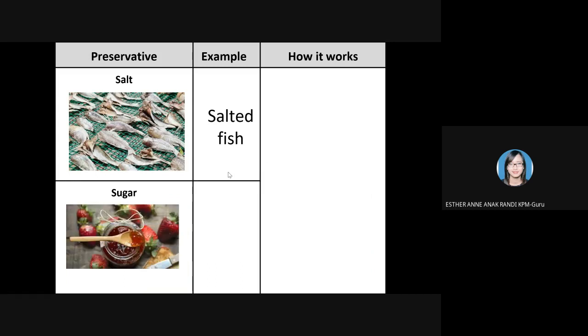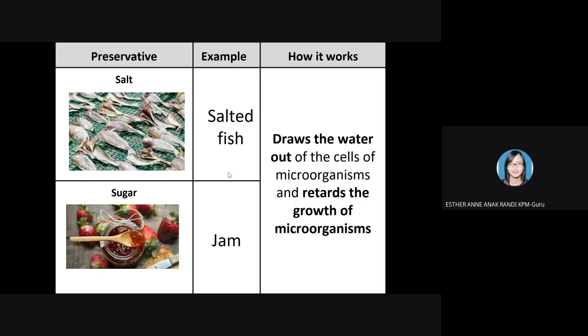So sugar like jam, like kan ada pickle jeruk yang manis dan jeruk yang masin, jeruk yang masam. Okay, so pickle. So by adding salt or sugar, what happens is that it draws out water from the cells of the organism. And retards the growth of microorganism. So in the fish just now, the fish becomes dry, right? And it's not affected by microorganism lah. Same also for the fruits as well.